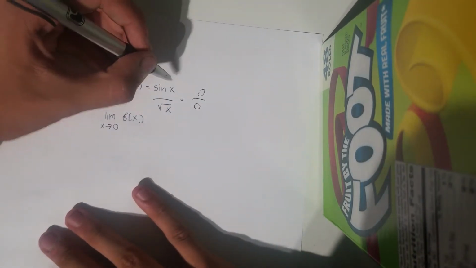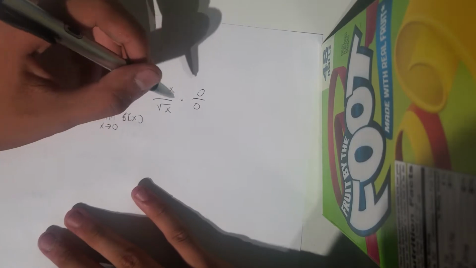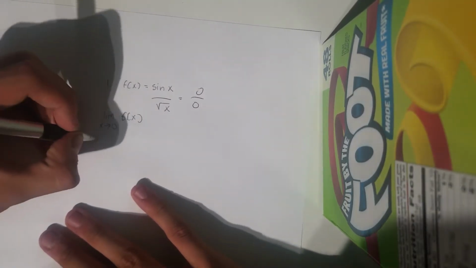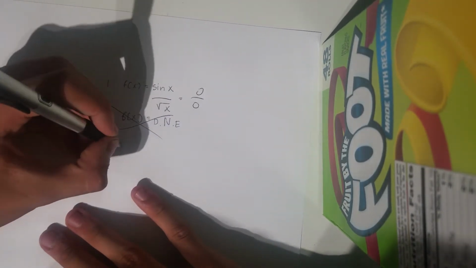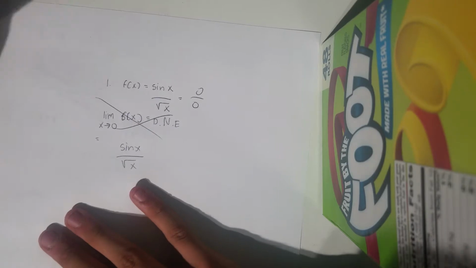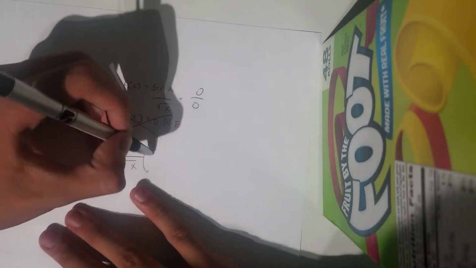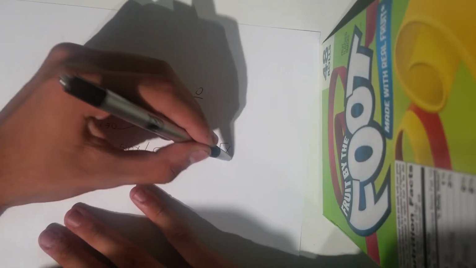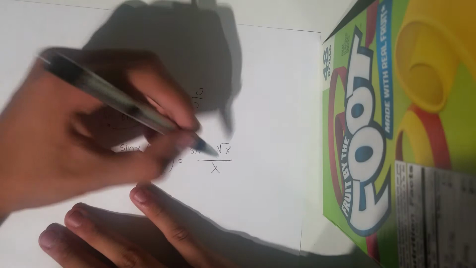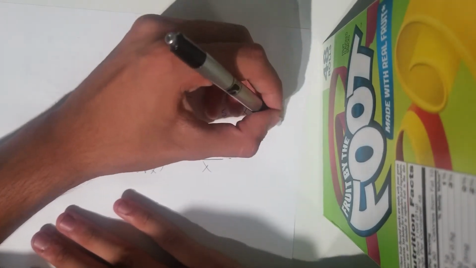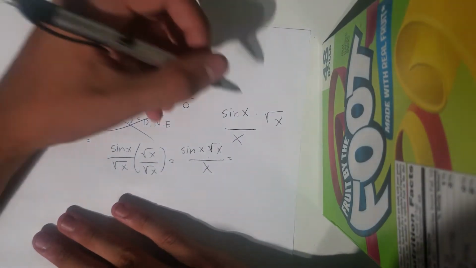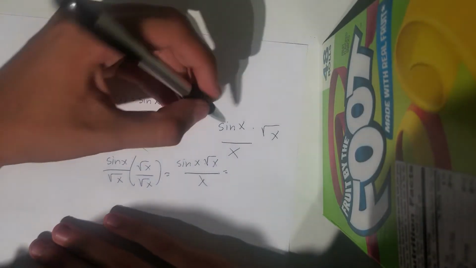And if you do that, you should get 0 over 0. Sine of 0 is 0. Radical 0 is just 0. So you'd think it does not exist, but that's incorrect. The limit does exist. You have sine of x over radical x. You rationalize. So you try removing the square root on the bottom, and then you get sine of x radical x over x. This is the same thing as saying sine of x over x times radical x, and sine of x over x is equal to 1.